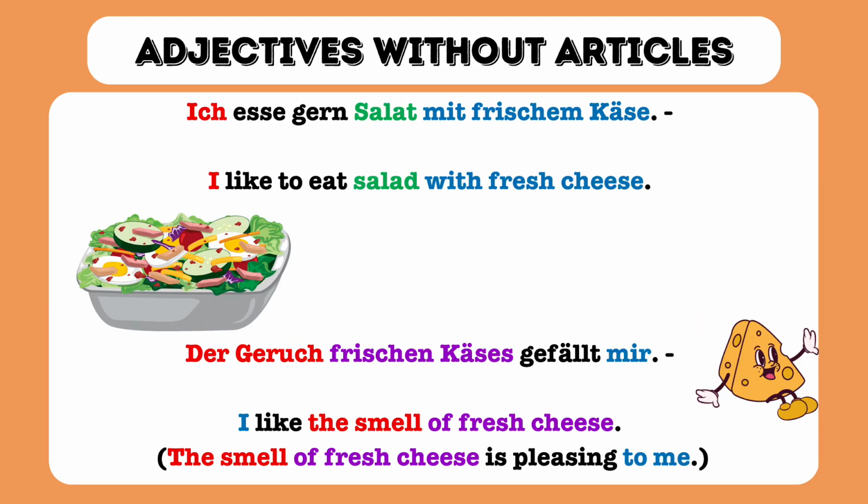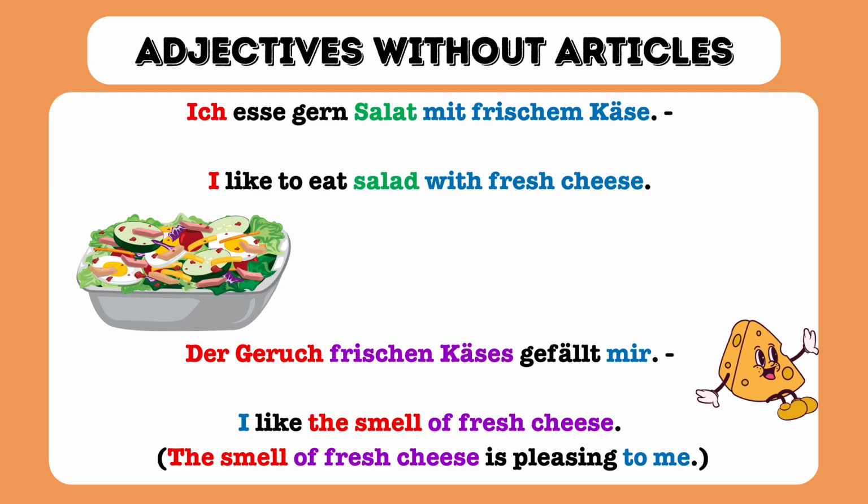Ich esse gern Salat mit frischem Käse. I like to eat salad with fresh cheese. With fresh cheese is used in the dative case here, because mit is a dative preposition. Frischem has an M at the end of it, because normally we would say mit dem Käse, but because there is no article, we use the M that would have been at the end of that article on the adjective. Frischem Käse. Ich esse gern Salat mit frischem Käse.